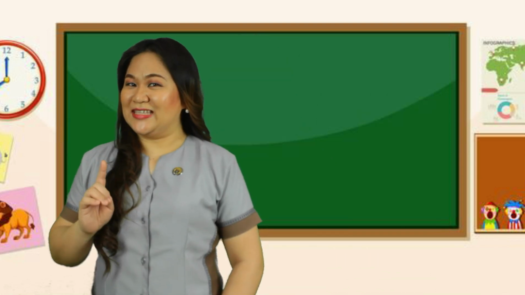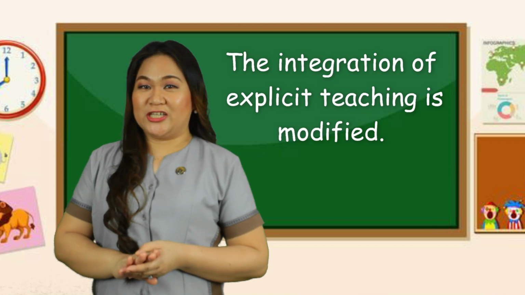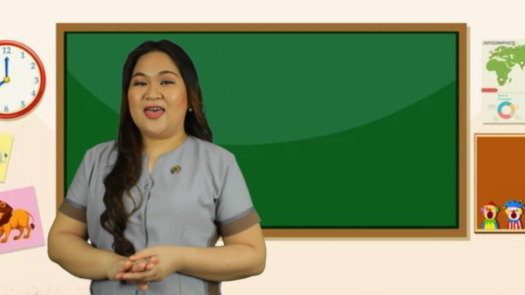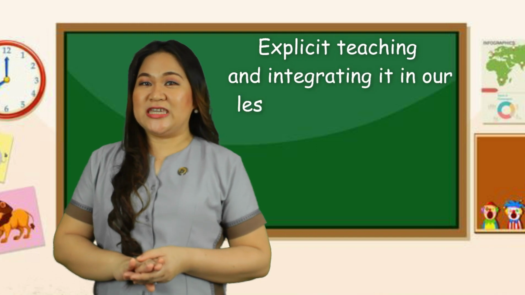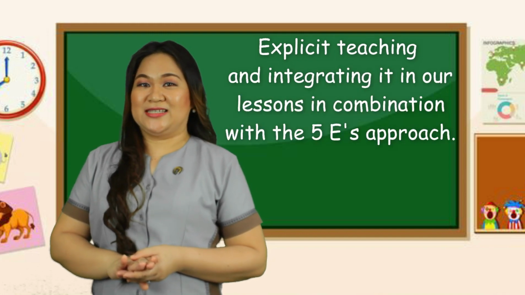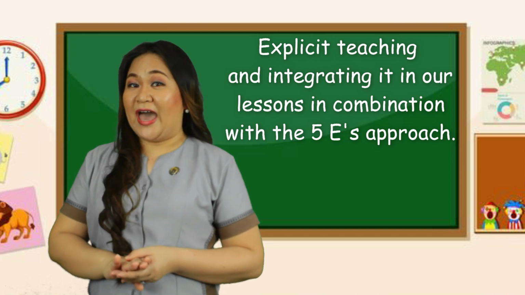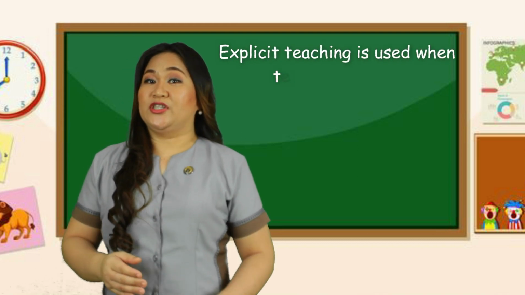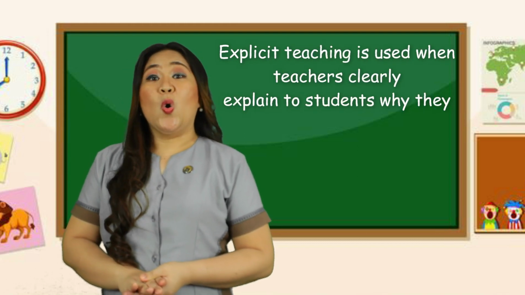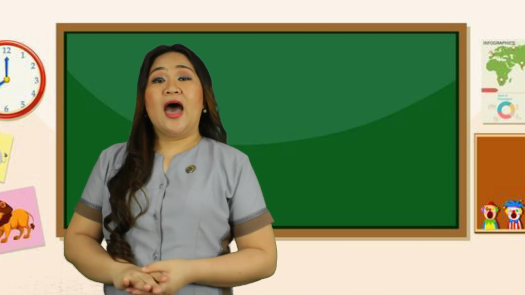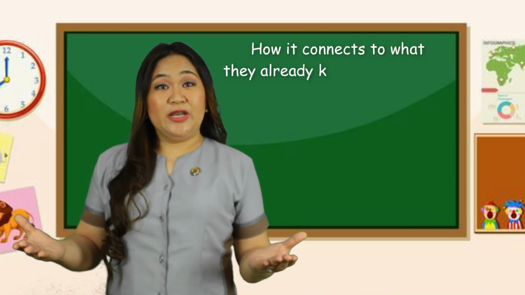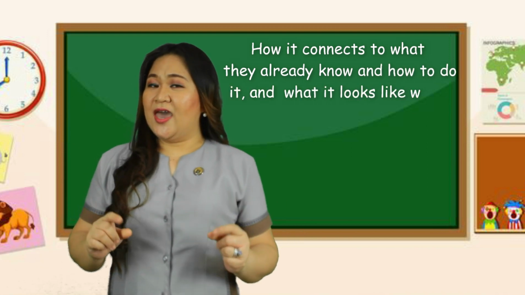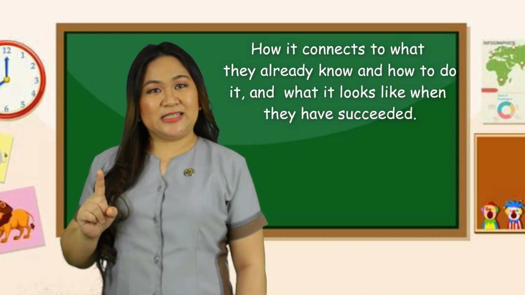In the context of science, the integration of explicit teaching is modified. Now let us talk about explicit teaching and integrating it in our lessons, in combination with the 5 E's approach. Explicit teaching is used when teachers clearly explain to students why they are learning something, how it connects to what they already know, and how to do it, and what it looks like when they have succeeded. This approach can be done in 3 simple steps.